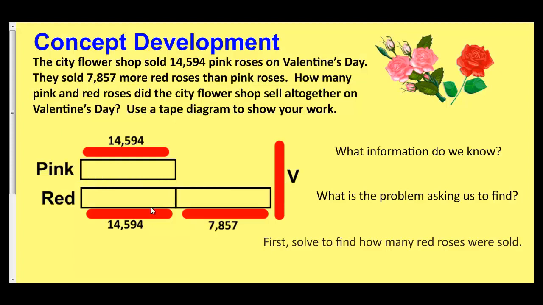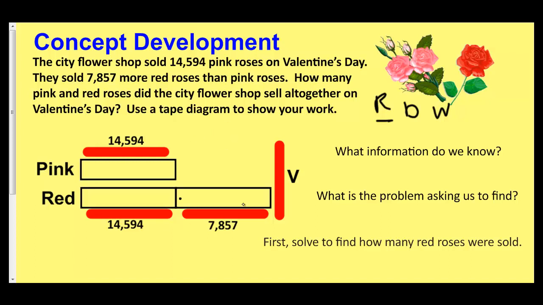Okay, so let's take a look at this problem, and we're going to start with RDW. We're going to start with read. The City Flower Shop sold 14,594 pink roses on Valentine's Day. They sold 7,857 more red roses than pink roses. How many pink and red roses did the City Flower Shop sell altogether on Valentine's Day? Use a tape diagram to show your work.